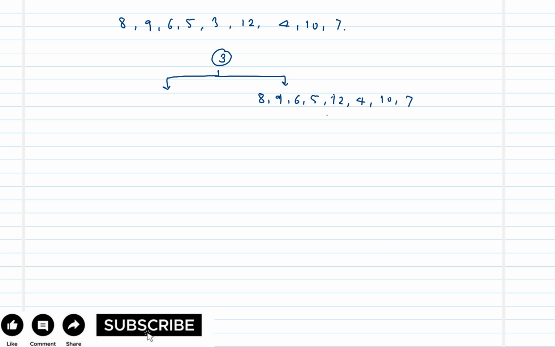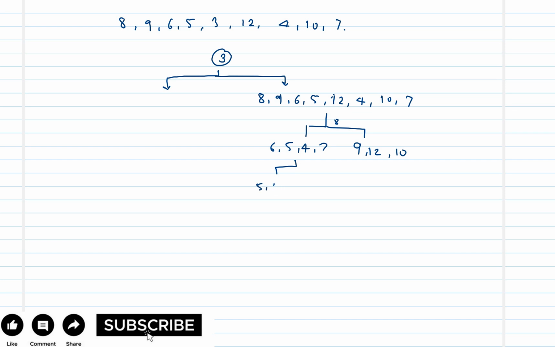Now again from this, if you choose some random pivot, let's say 8 will be chosen as the pivot. We'll just go on choosing the first element from now on. So 9 is greater than 8, so 9 will fall here. Then 6, 5, 12, 4, then 10 and 7. Now again from here choose 6 as a pivot.